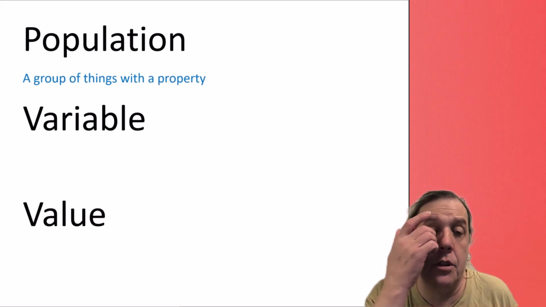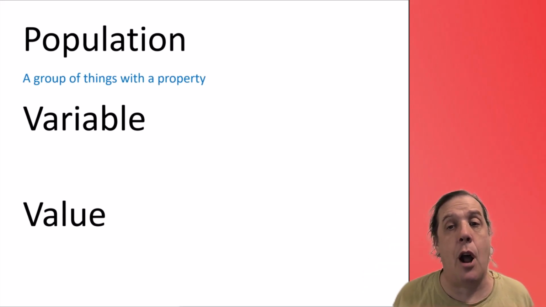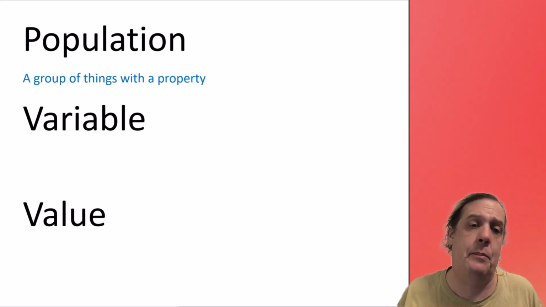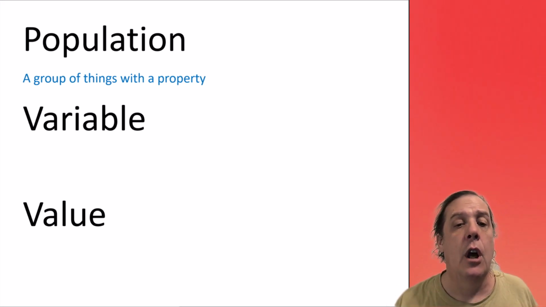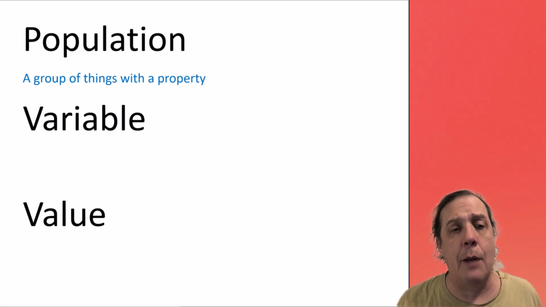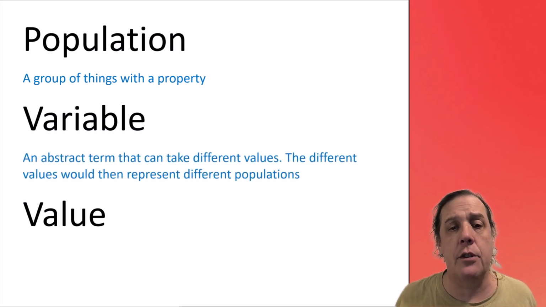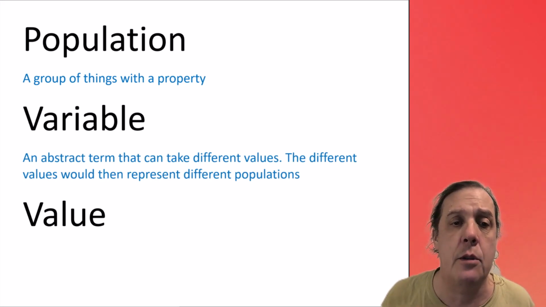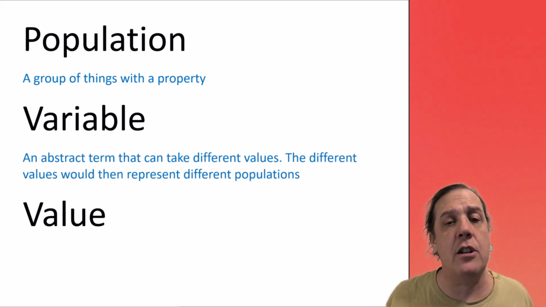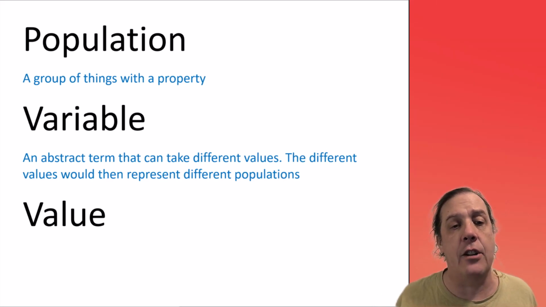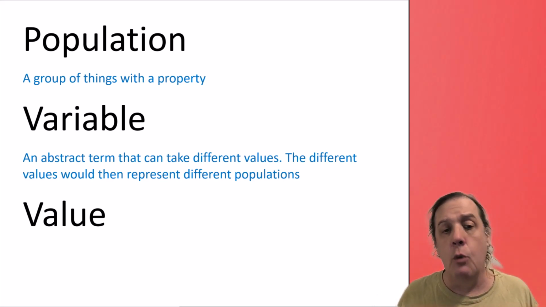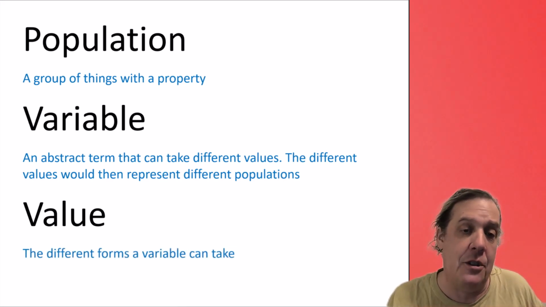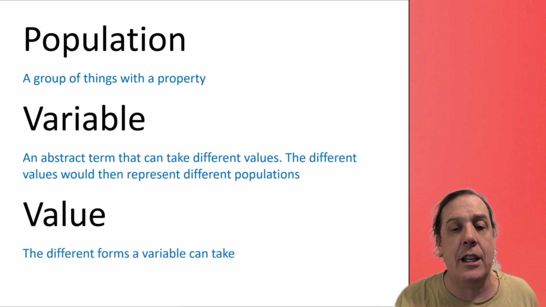So a population is just a group of things with a property. So the predicate term, the subject term, these are going to define populations. When we talk about populations or terms, we're going to replace those terms with variables, right? And a variable here is just like what it is in mathematics. It's an abstract term that can take different values, right? And then these values would represent different populations. And the values are just the different forms a variable can take.